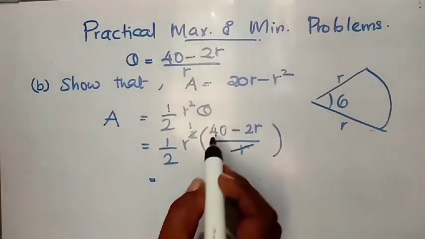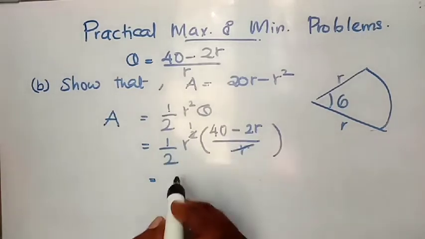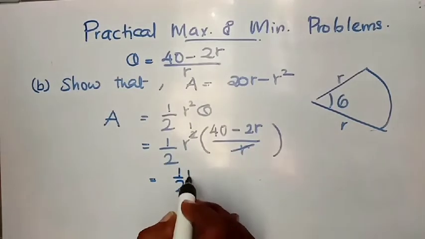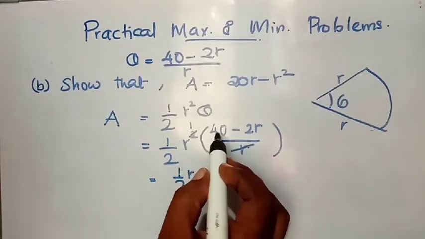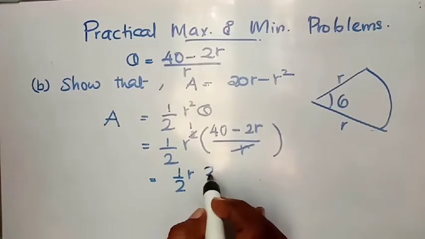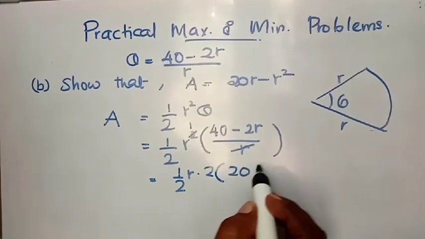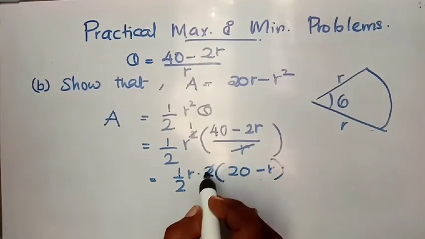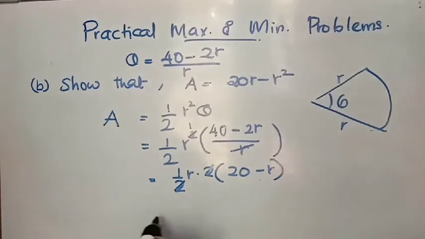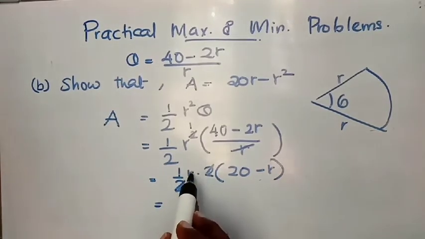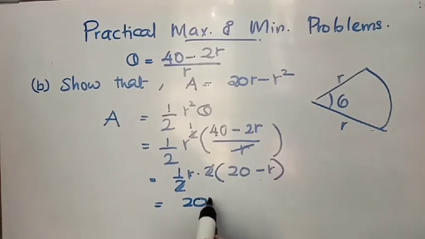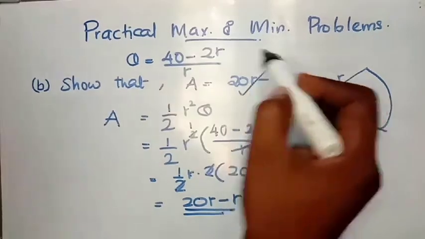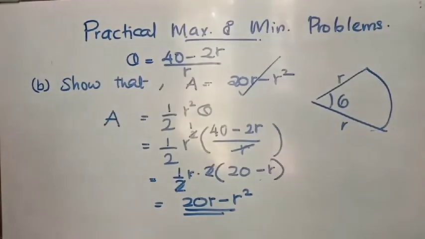And as there is a half, we can take 2 outside as common. This is an even number, this is also an even number. So take a 2 outside as common, we get remaining 20 minus r. Half and 2 cancelled. We get r of 20 minus r. When you open the bracket, we get 20r minus r square as the answer. Hence shown.